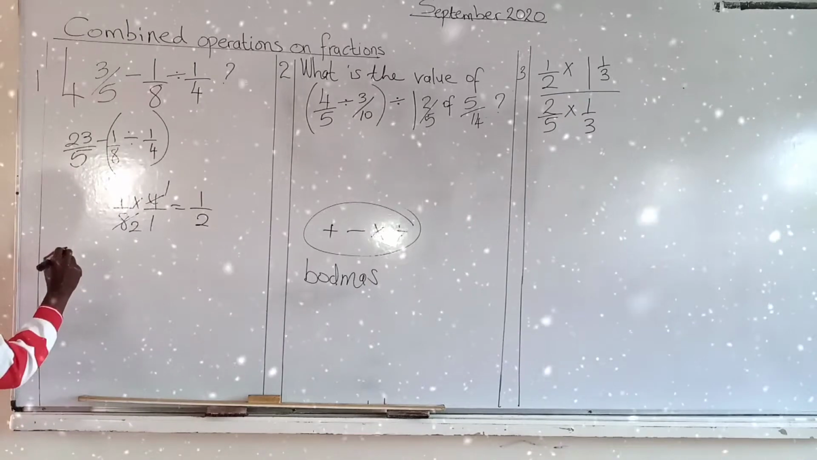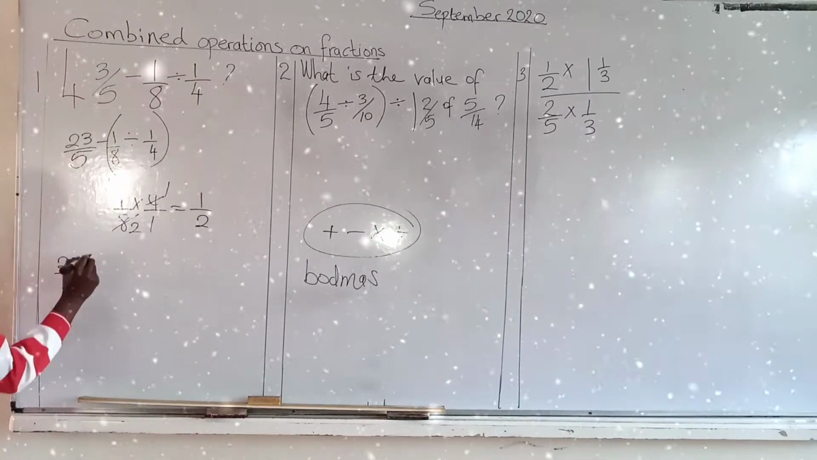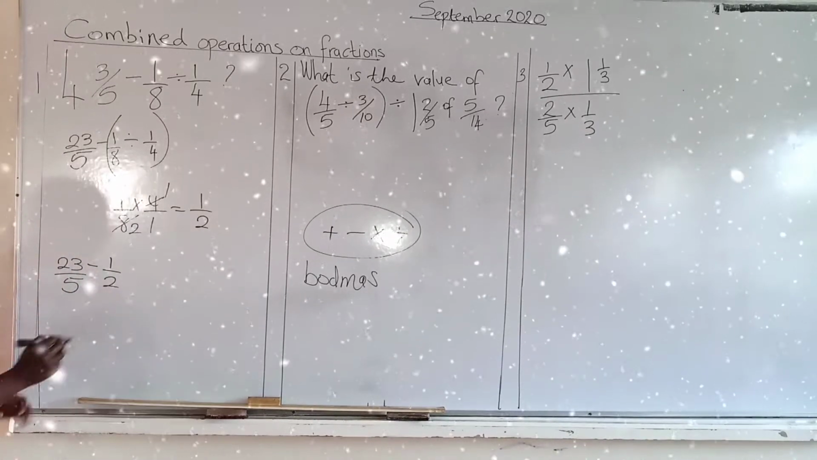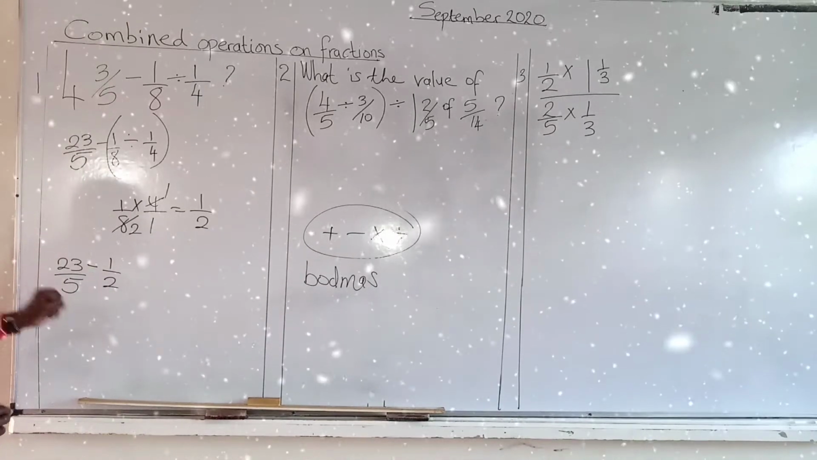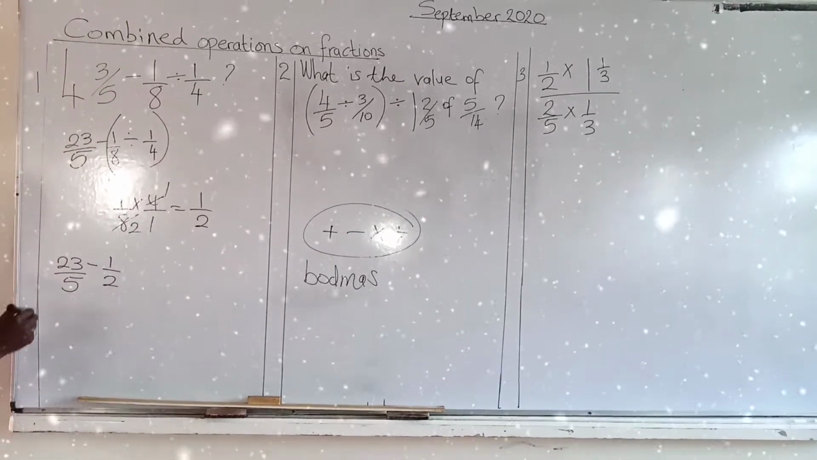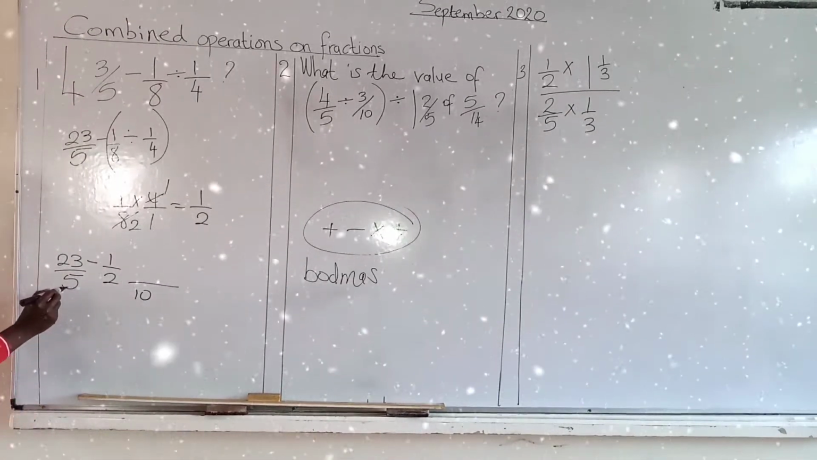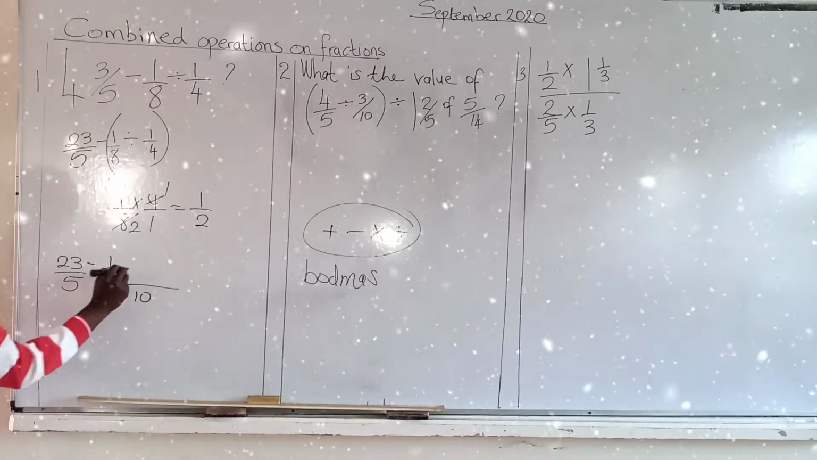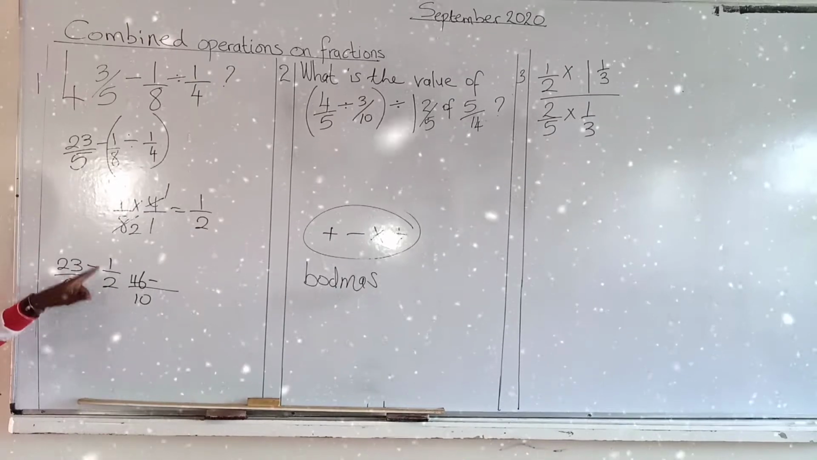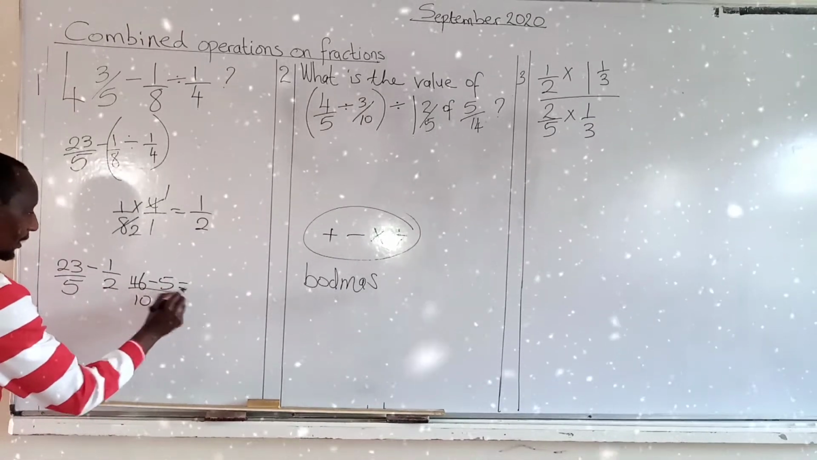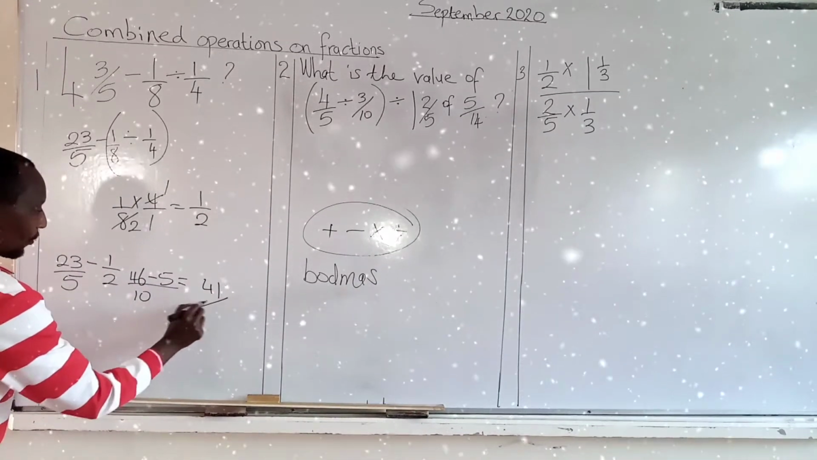So rewrite the question: 23 over 5 minus a half. Kindly don't do this mentally. You know, write it down, rewrite the question so that you don't miss a step. So now the LCM of 5 and 2 is 10. 10 divided by 5 is 2. 2 times 23 is 46. Take away, 10 divided by 2 is 5. 5 times 1 is 5. 46 take away 5, you get 41 over 10.